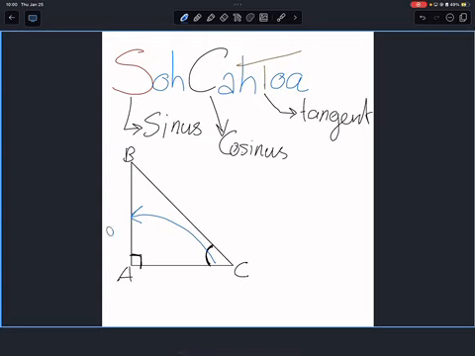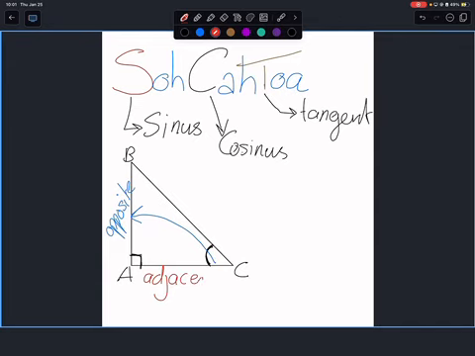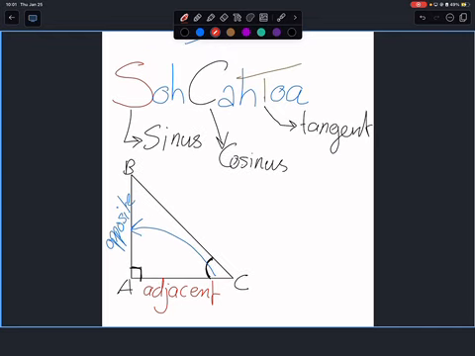Away from the angle, they call the opposite. Adjacent to the angle is called the adjacent. And then what is left? The hypotenuse, which is always the longer side.